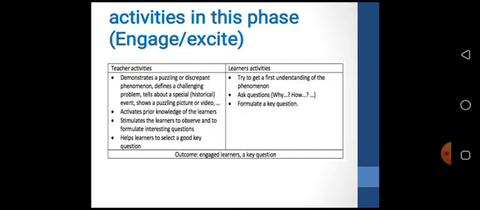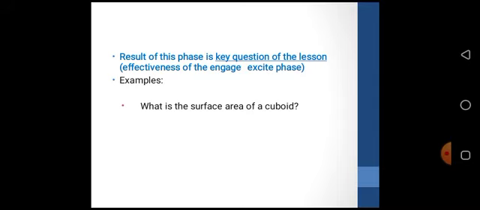Learner activities: try to get a first understanding of the phenomena, ask questions why and how, formulate a key question. Outcome: engage the learners with key questions. The result of this phase is the key question of the lesson, the effectiveness of the engage excite phase. Example: what is the surface area of a keyboard?